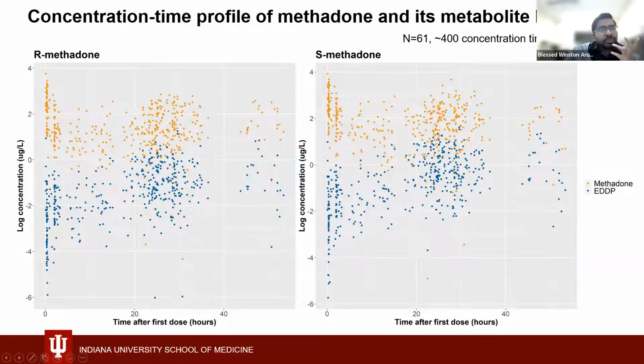And as most of you may know, this is the beauty of using PopPK. So you've got all this data together. I think I didn't mention this: the yellow dots are the methadone concentrations, and the blue dots are the EDDP concentrations. It does not look very different between R and S methadone, but if you look closely at the individual patient concentrations, you'll notice that S methadone concentrations are slightly higher than R methadone concentrations. It's known that S has lower clearance. And so we got about 400 concentration time points from 61 patients in this study.